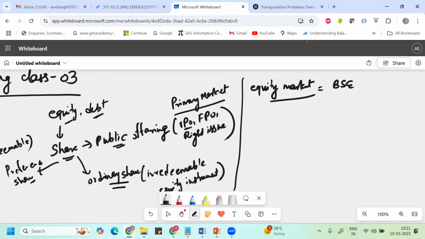where we can buy and sell shares. Those two stock exchanges are Bombay Stock Exchange and National Stock Exchange. And these stock exchanges work from 9 o'clock in the morning to 3:30 p.m.